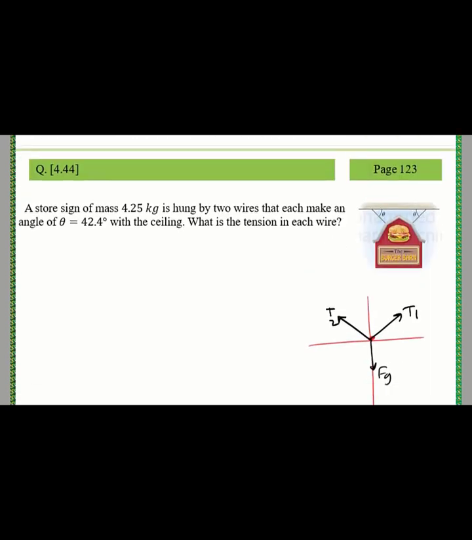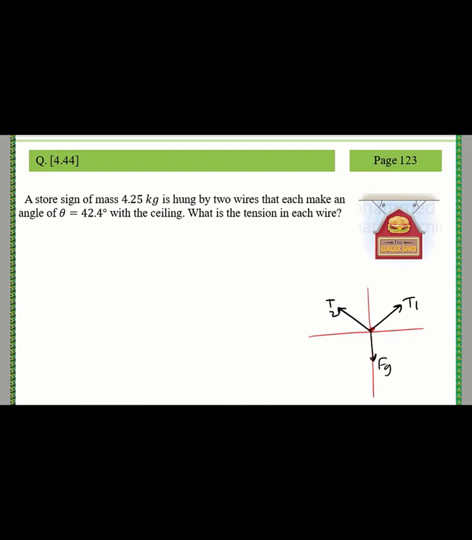This is the sign. This is X and this is Y. Fg. First tension. Second tension. So T1x equals T1 cosine theta, and T1y equals T1 sine theta, because this angle is theta.